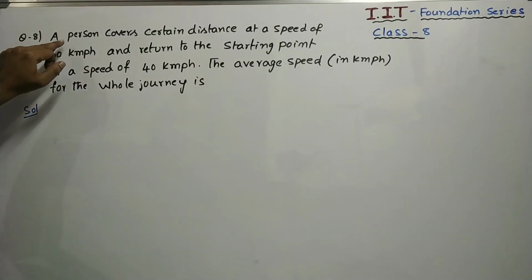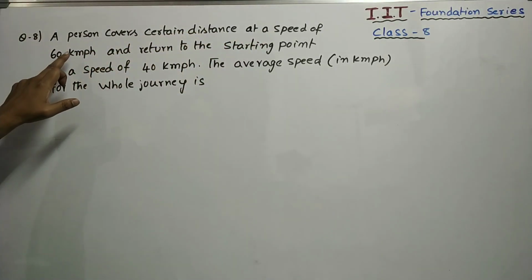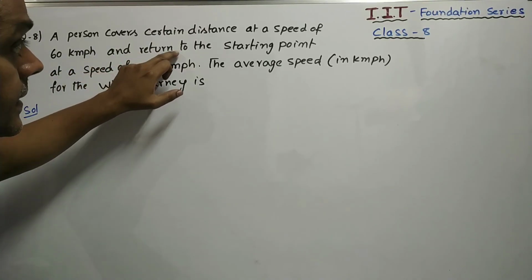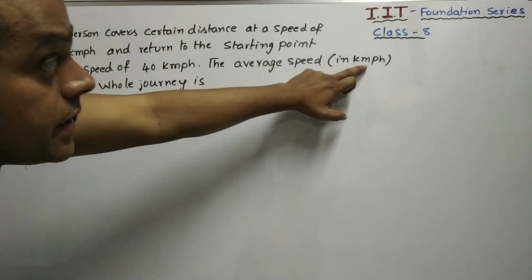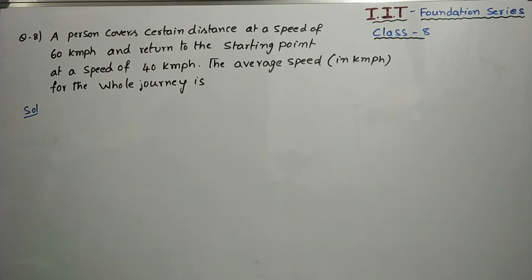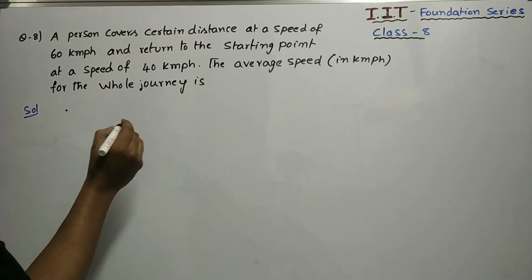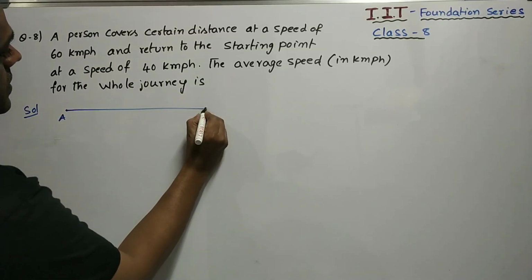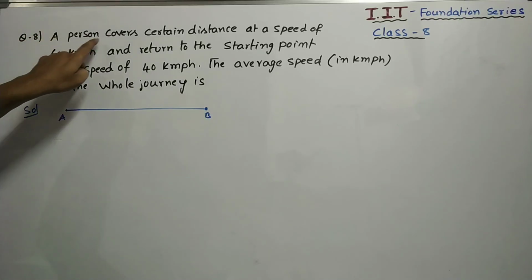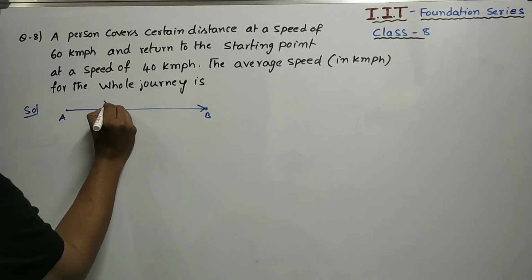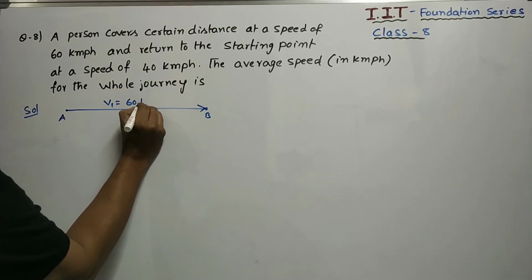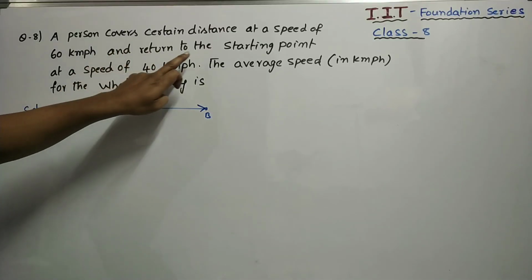The 8th question: a person covers a certain distance at a speed of 60 km/h and returns to the starting point at a speed of 40 km/h. The average speed in km per hour for the whole journey is... To see, the question may be understood by a figure. Suppose this is point A and this is point B. A person covers this certain distance at a speed of 60 km/h, so this is v1.